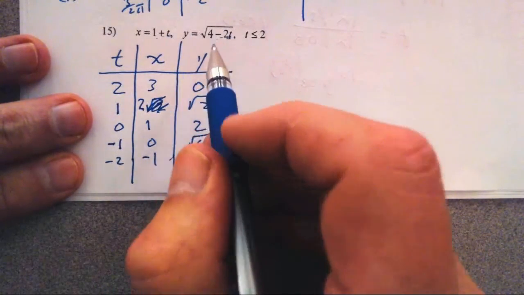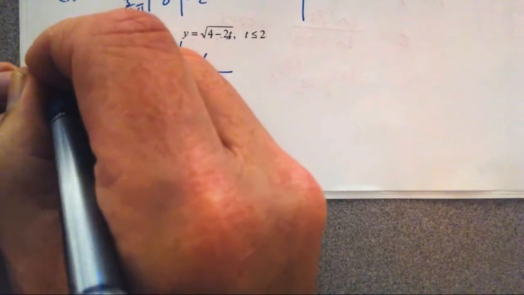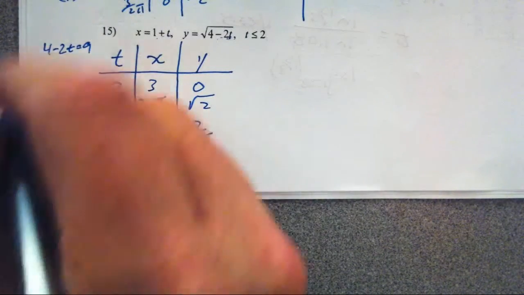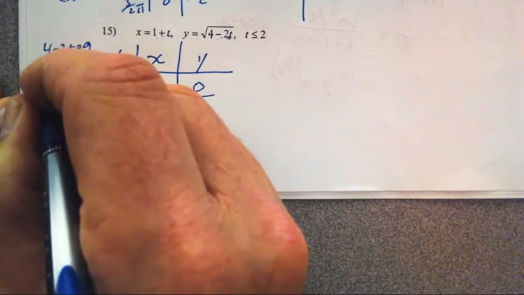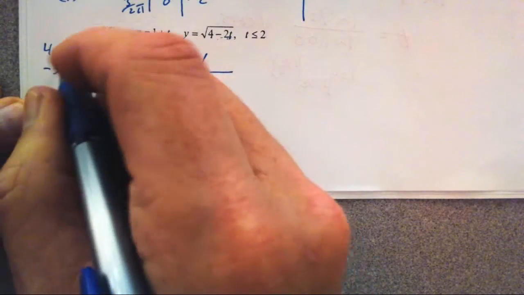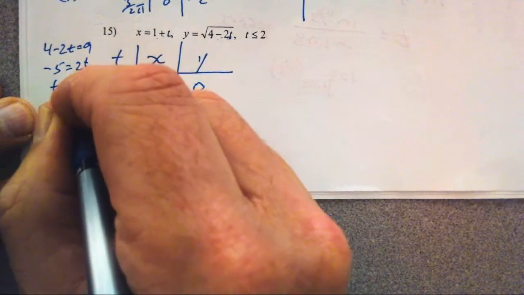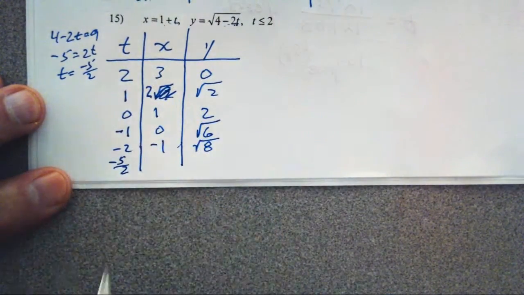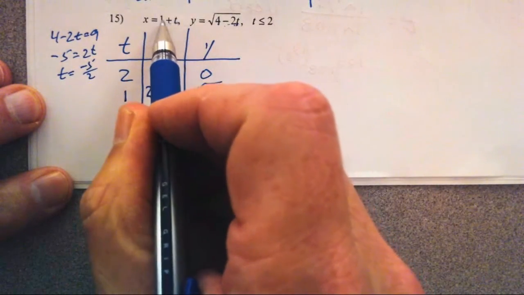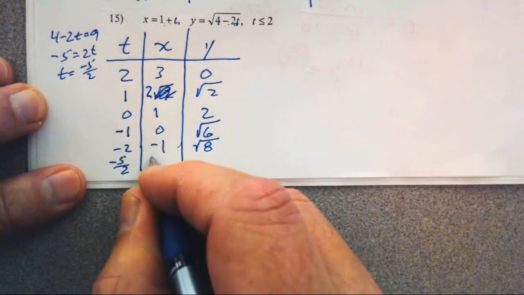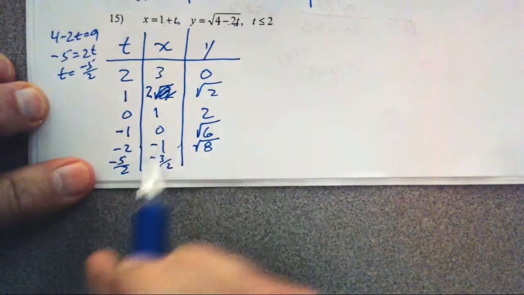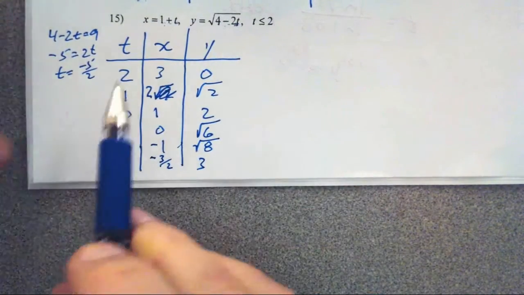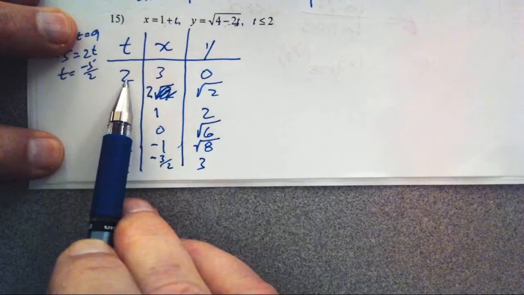To get 9 in here, I've got 4 minus 2t. I want it to be 9. If I subtract 9, I get negative 5, add 2t, and I get t equals negative 5 halves. We might not ordinarily think of that as a good choice. 1 plus negative 5 halves is 2 halves minus 5 halves, negative 3 halves. When I put in negative 5 halves here, I get 4 plus 5, 9, 3. Okay.